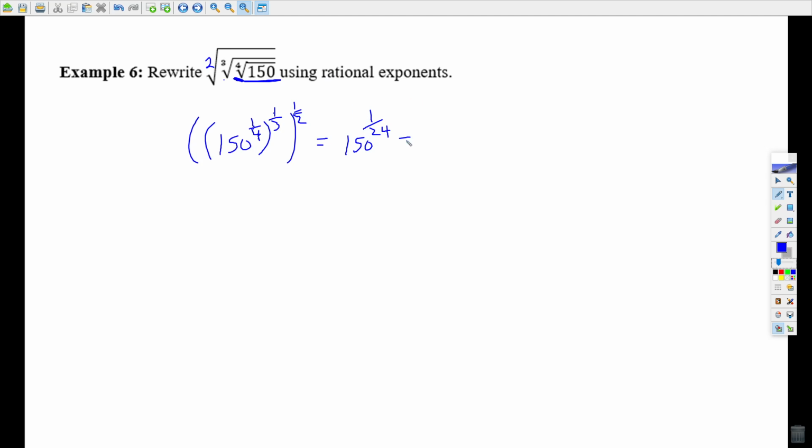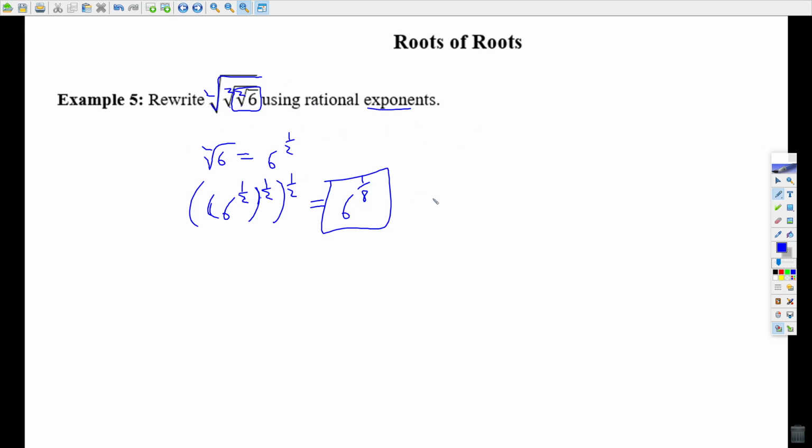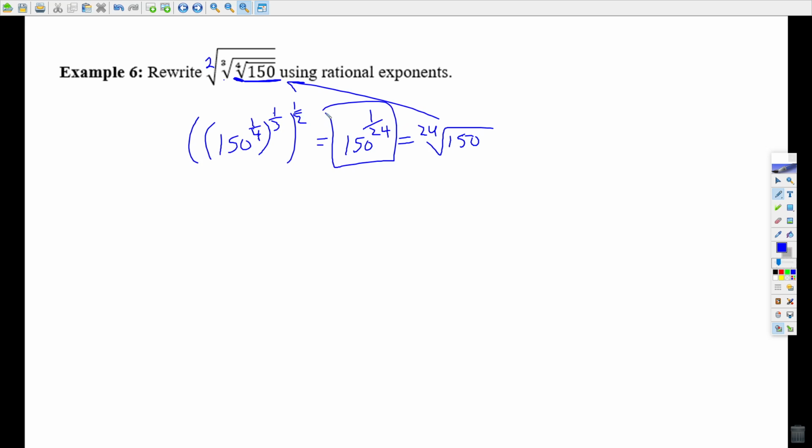And by the way, you could keep going and rewrite this with just one root, make this the 24th root of 150 as well. So these would be the same thing as well. Same thing back here. You could write this as the 8th root of 6. It's kind of like you're piling up all these 2's together. 2 times 2 times 2 gives you the 8. It's all the same thing. But what I have boxed in is what it wants, rational exponents. But they are the same thing.